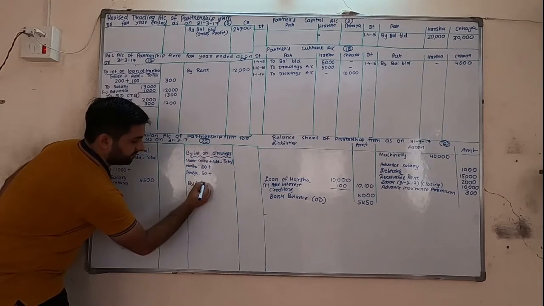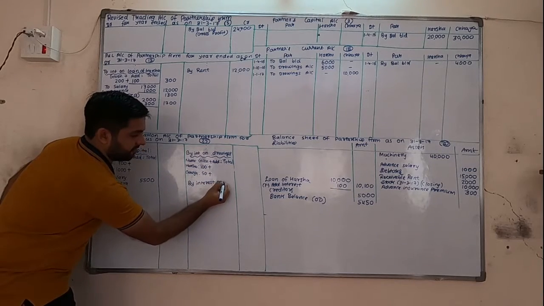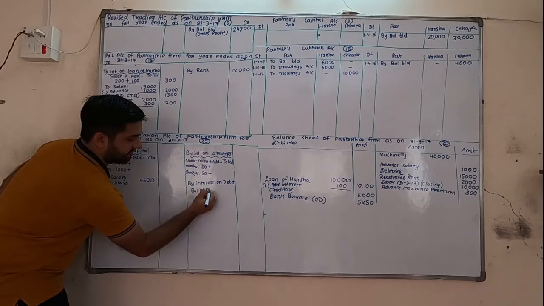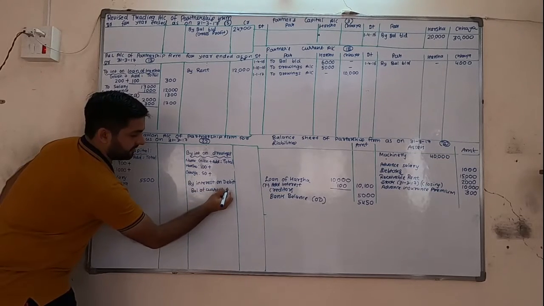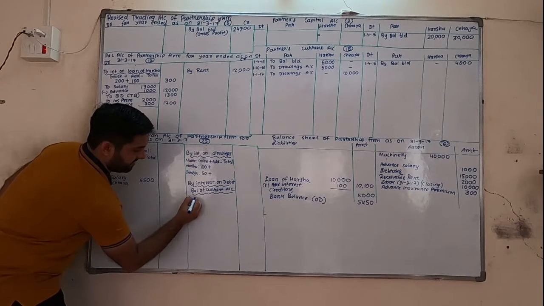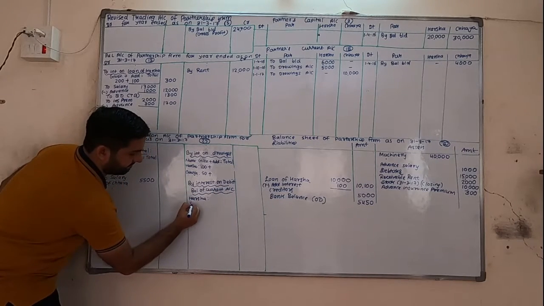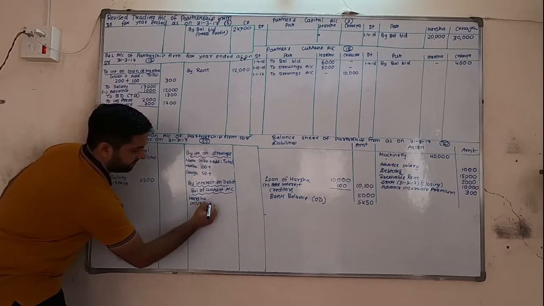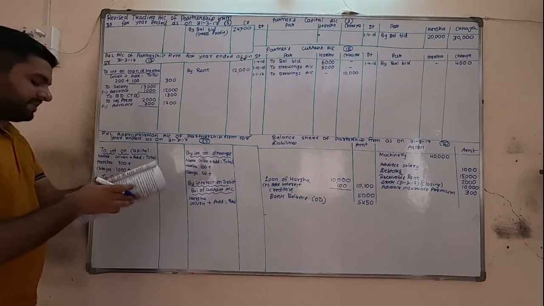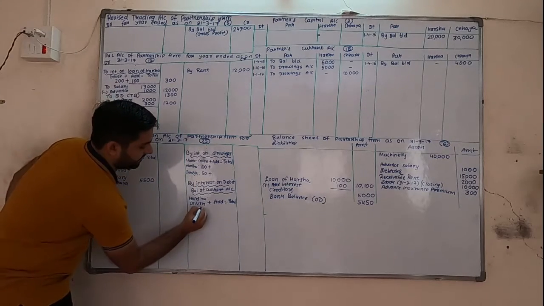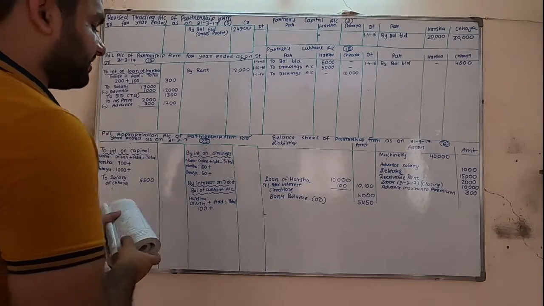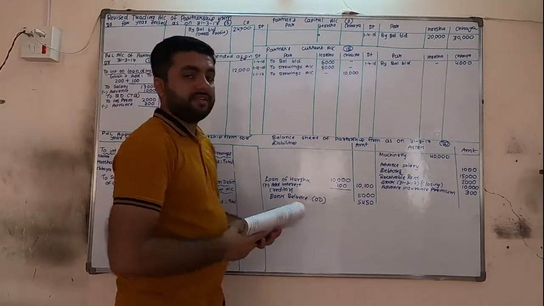By interest on debit balance of current account, and we have it for Harsha only. Given plus additional is equal to total. What is the given interest of Harsha? 100 plus, leave space.